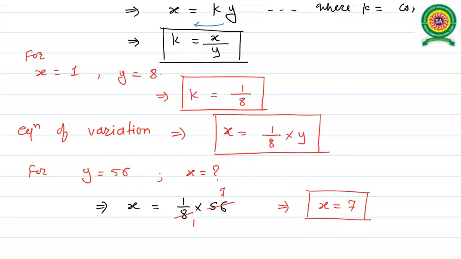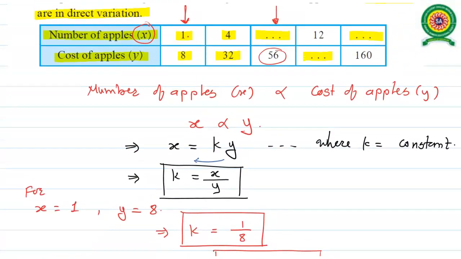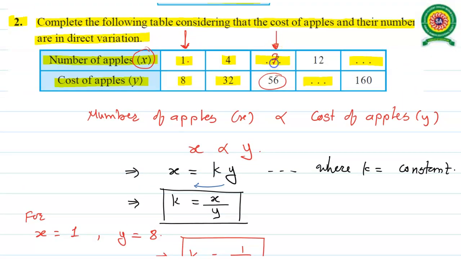So try to fill up now the given table. The value of X is 7, then the value of Y is 56, and if the value of Y is 56, then the value of X is 7. Now be careful about the fourth column.